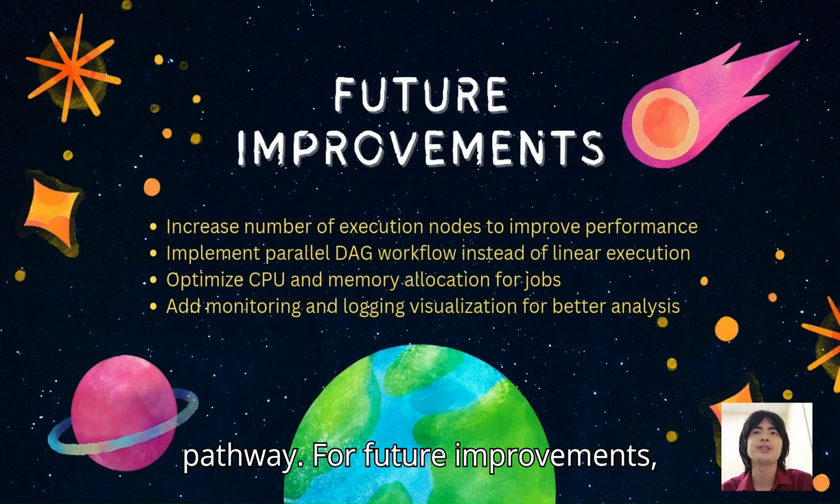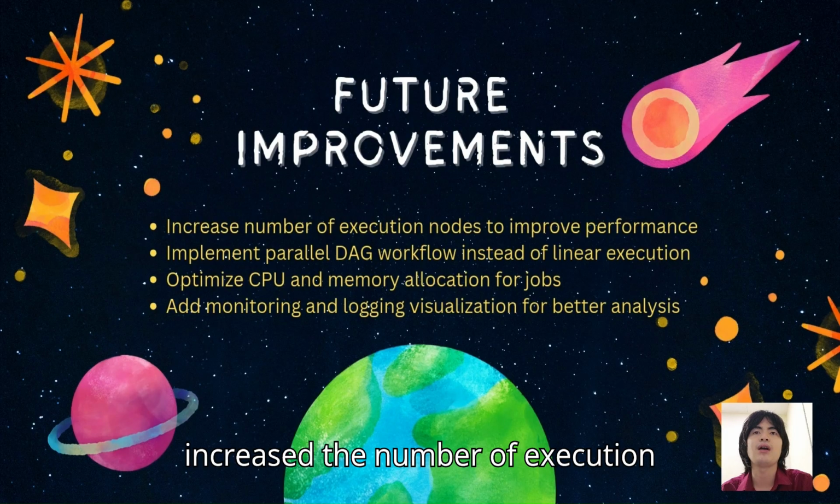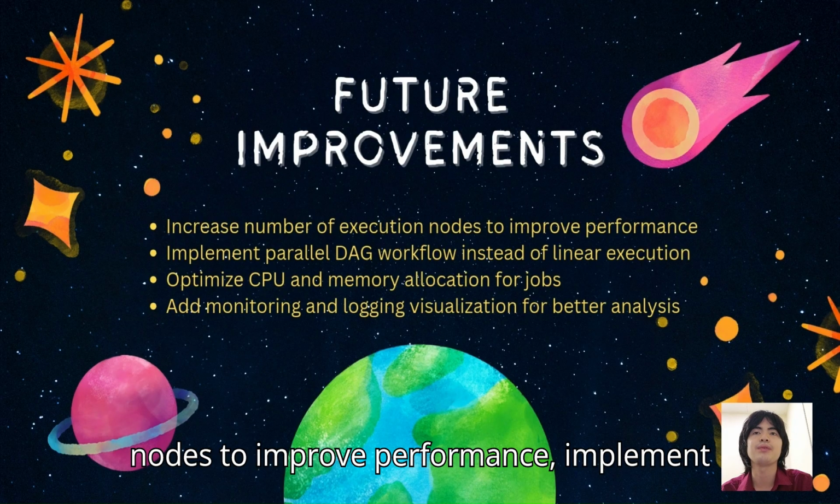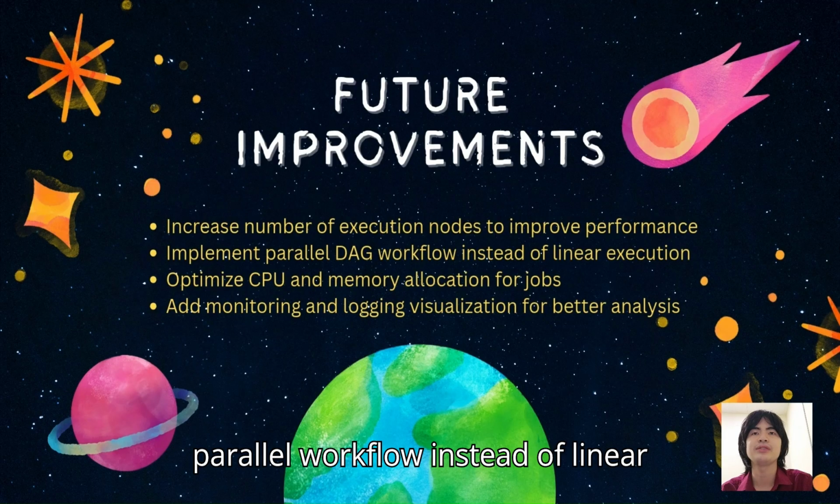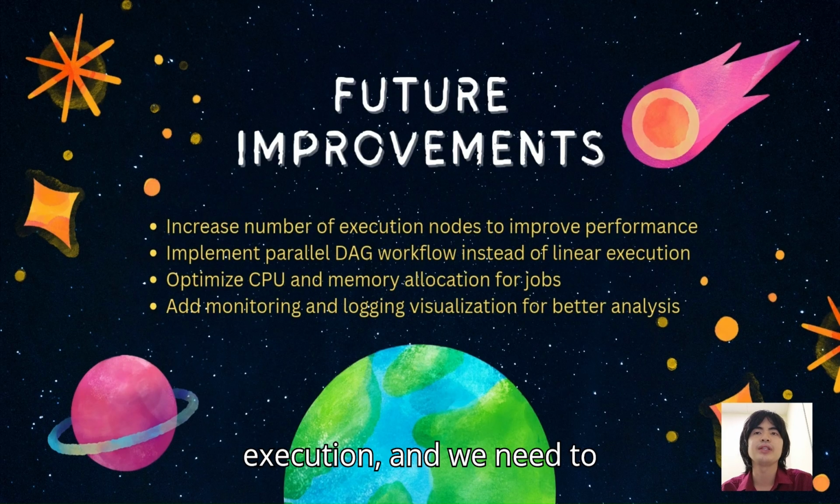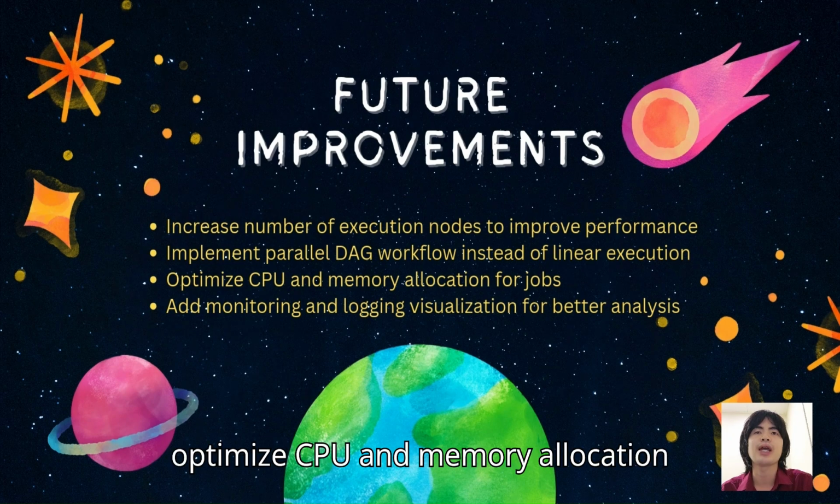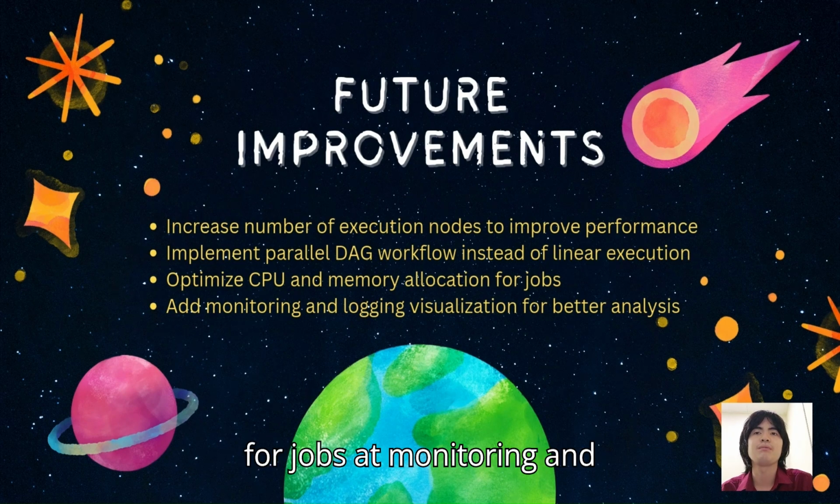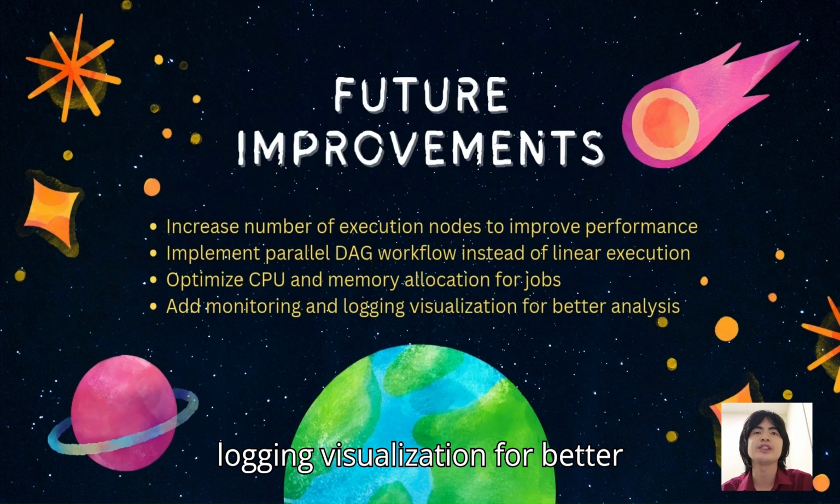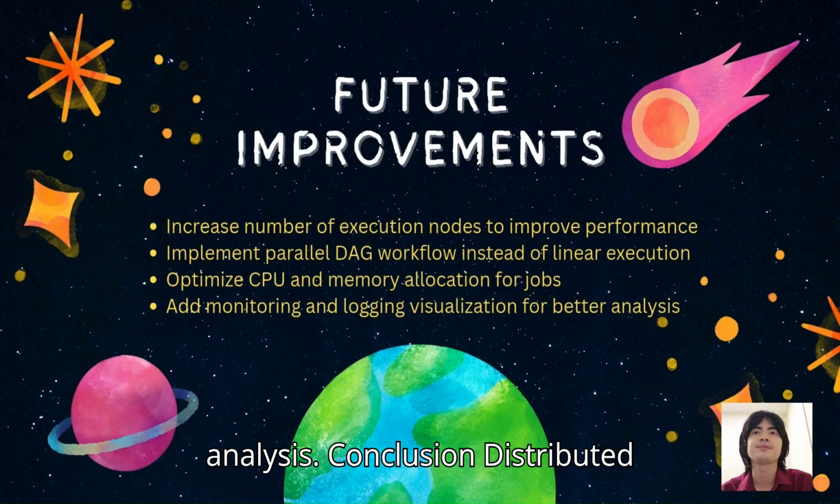For future improvements, increase the number of execution nodes to improve performance. Implement a parallel DAG workflow instead of linear execution. We also need to optimize CPU and memory allocation for jobs. Add monitoring and logging visualization for better analysis.